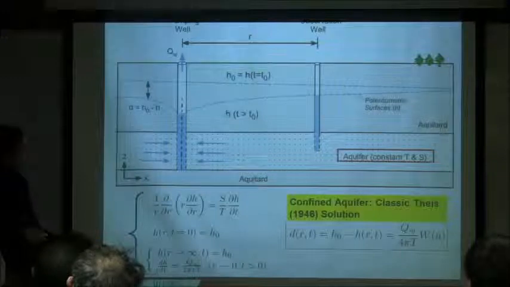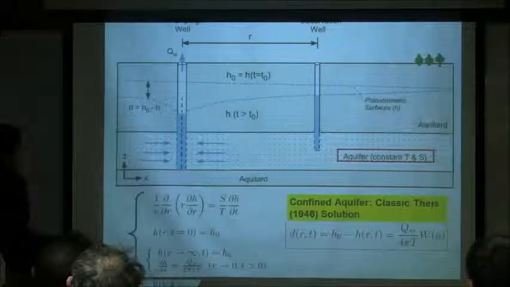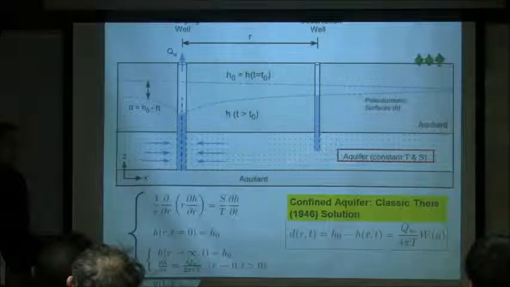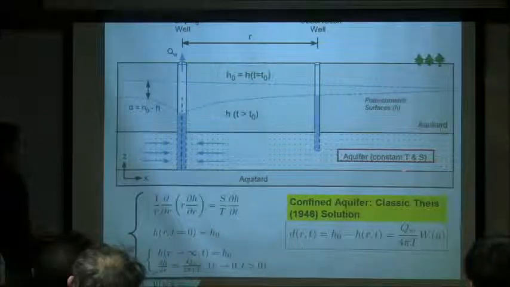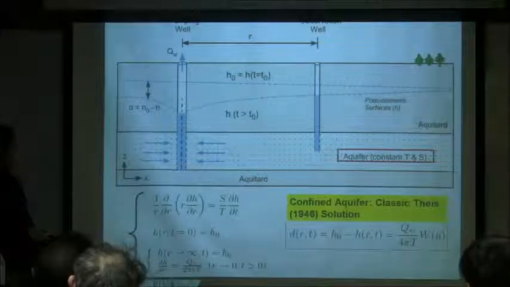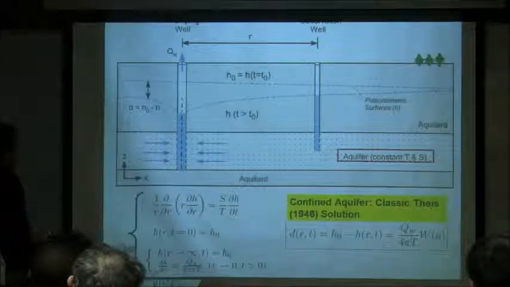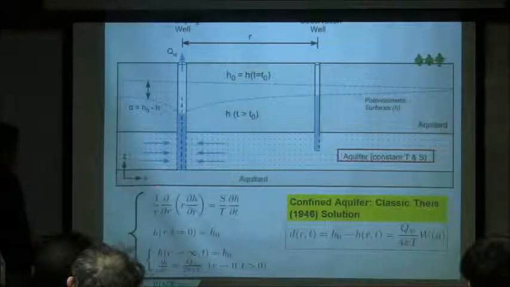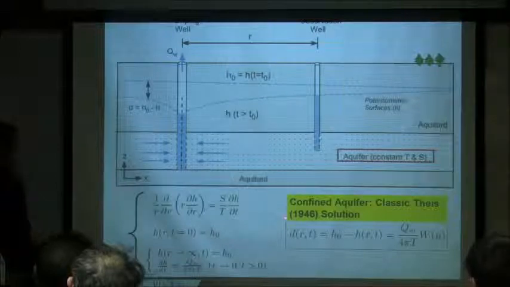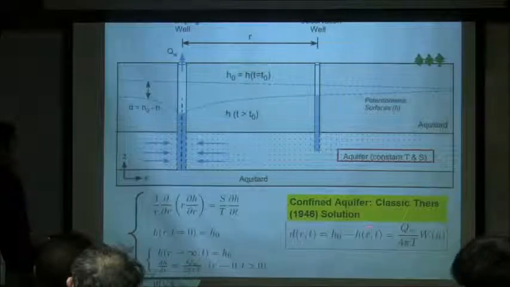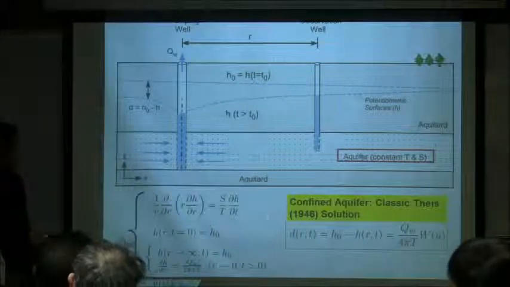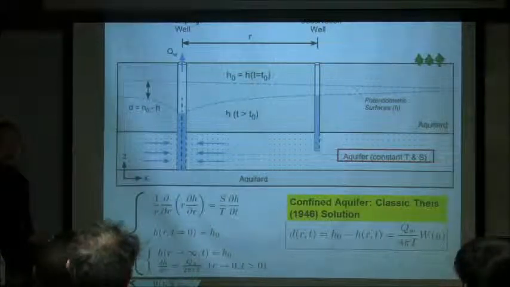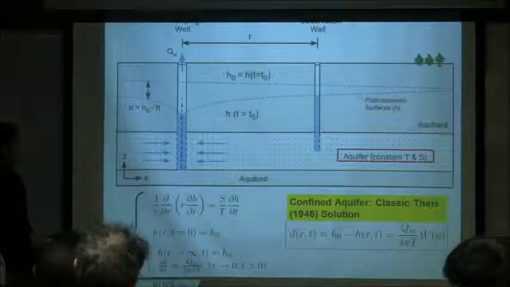T is the integration of hydraulic conductivity over the saturated thickness of the aquifer. So it's, in a measure, the same thing as conductivity. S is the integrated storage coefficient in the vertical direction. If we assume a homogeneous aquifer, we can solve the flow equations. Then we can develop a type curve, the classic Theis 1946 solution. And in my class, I will derive how we find the Theis solution.